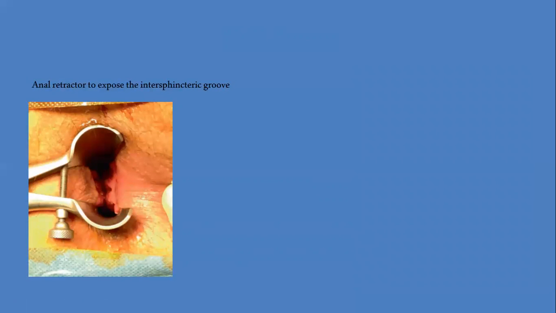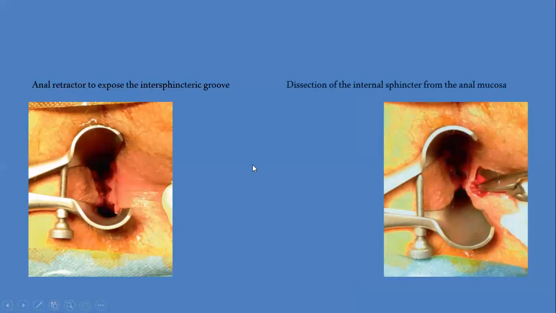And this is how we perform open lateral internal sphincterotomy. This is an anal retractor introduced through the anus, and this is the internal anal sphincter, this is the external sphincter, and this is the intersphincteric groove. We make an incision over the intersphincteric groove.